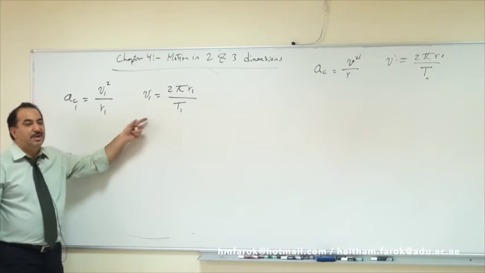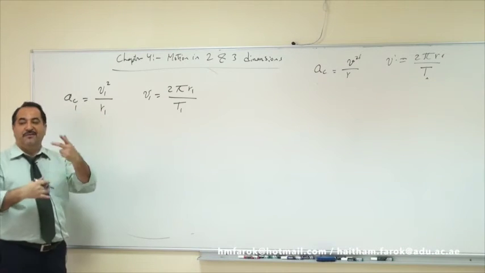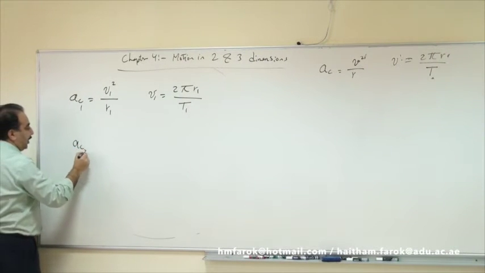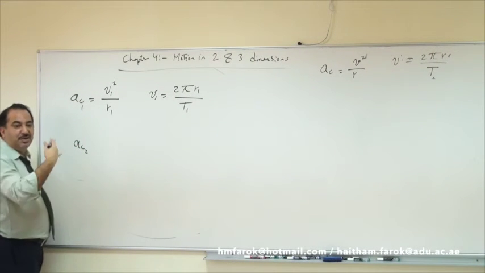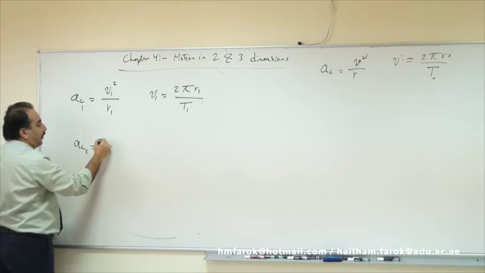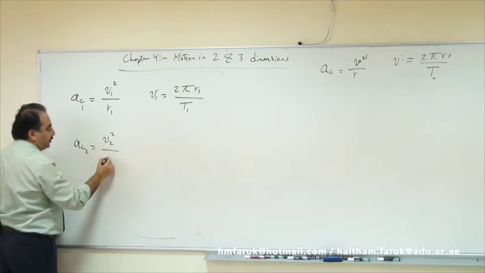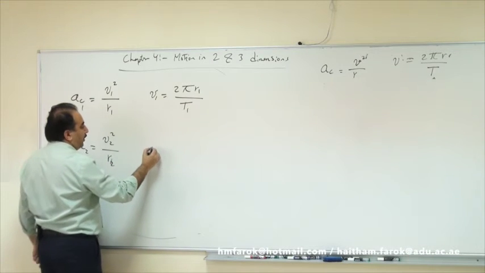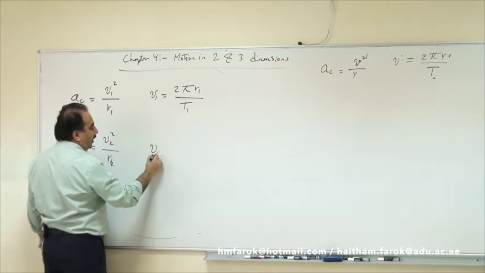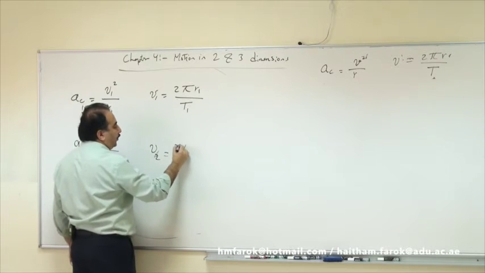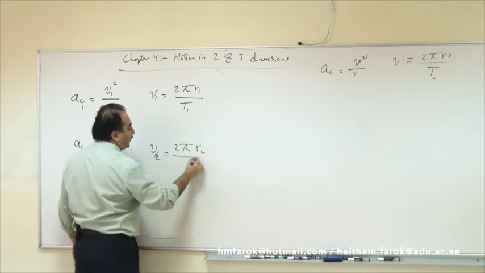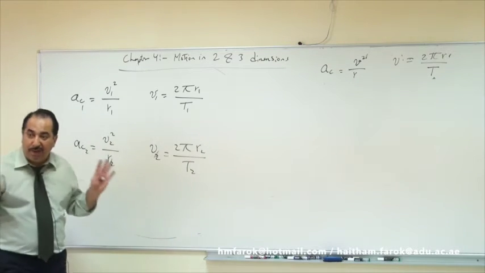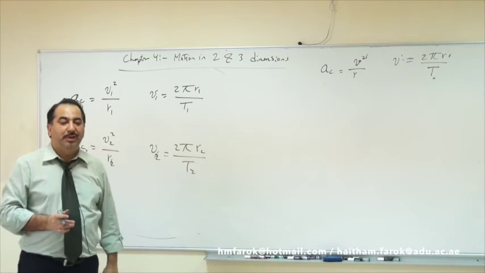Now the same 2 equations, write them after with subscript 2. So here you say AC after the changes, equals velocity after the changes squared over radius after the changes. Speed after equals 2 pi radius after over period after. Yeah? This is general for any question. What do you do next?